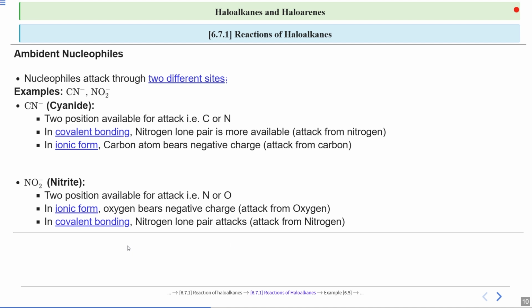Okay, so when the bonding forms between the carbon of the alkyl group and the oxygen of the nitrite nucleophile, then alkyl nitrites will be formed, and when the linkage happens between the nitrogen atom of this nitrite nucleophile and the carbon atom of the alkyl group, then nitroalkanes will be formed. So these are examples of ambident nucleophiles, which contain two different sites to attack through to the carbon of the alkyl group.